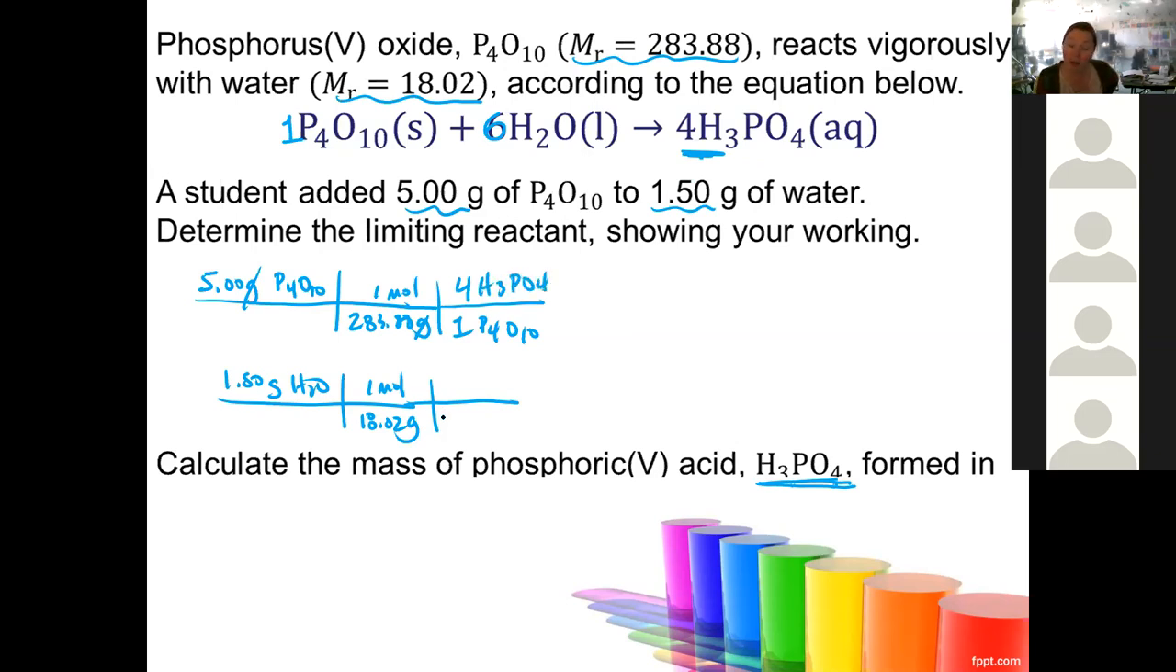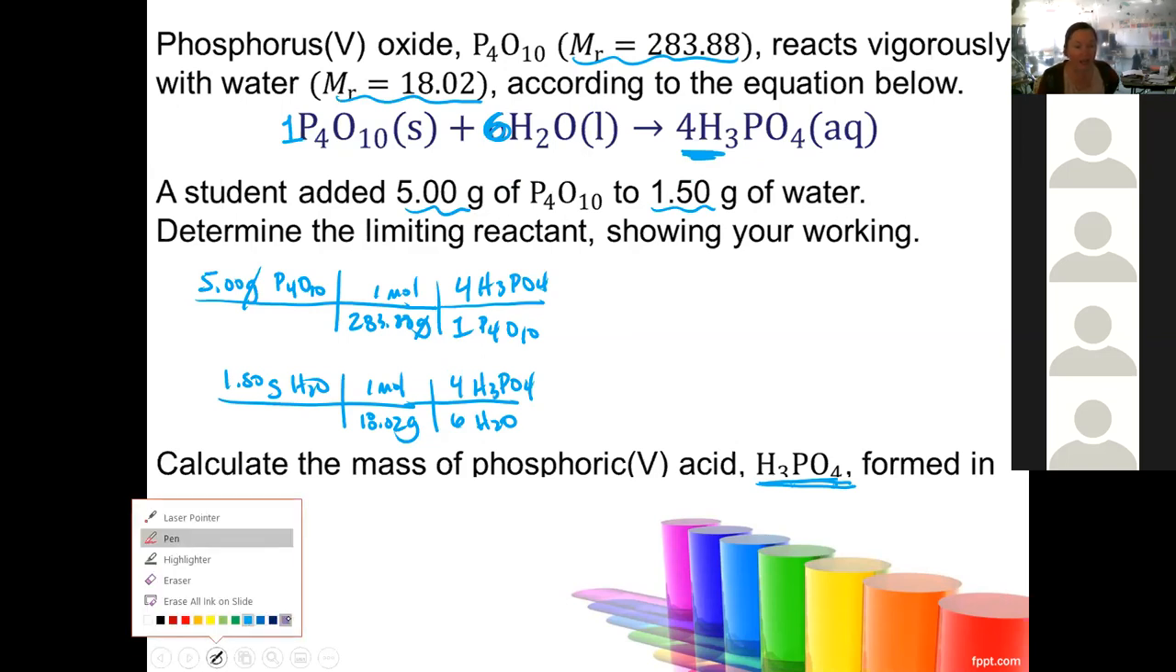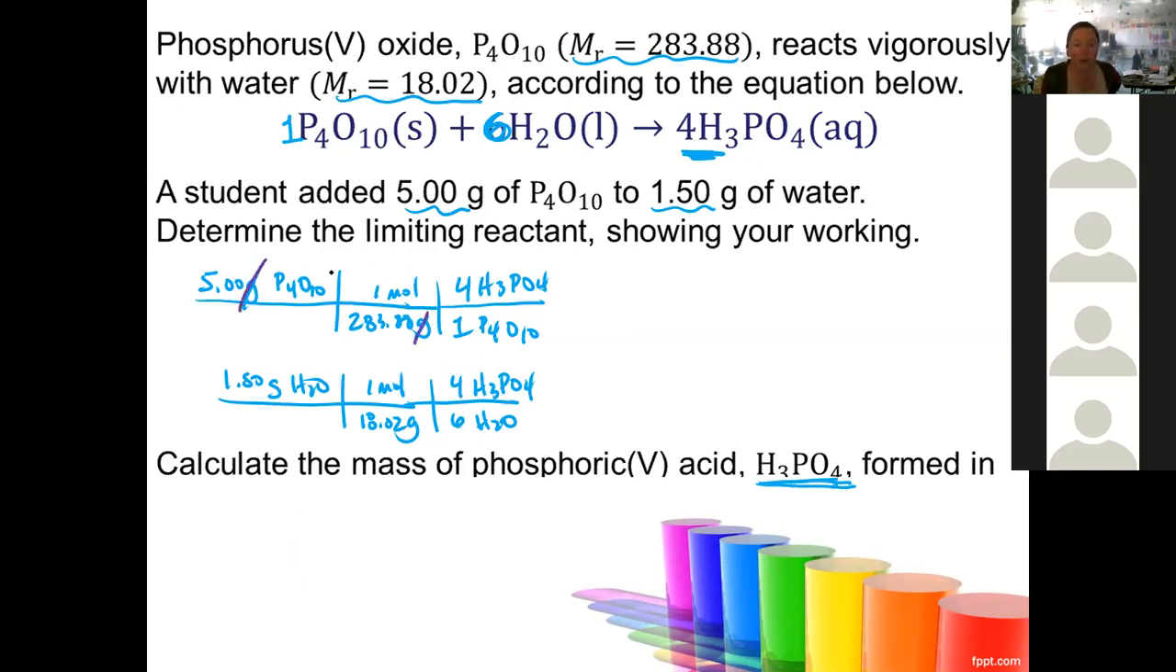And do the same thing for my water. So my water is a 6. Phosphoric acid is 4. So then we can see that our grams cancels out, our P4O10 cancels out, and we have moles of phosphoric acid, that product, left. Same thing here for water. I canceled out my grams of water. I had moles of water. I canceled out water. Now I have moles of phosphoric acid. Both of these calculations are going to give me moles of phosphoric acid.